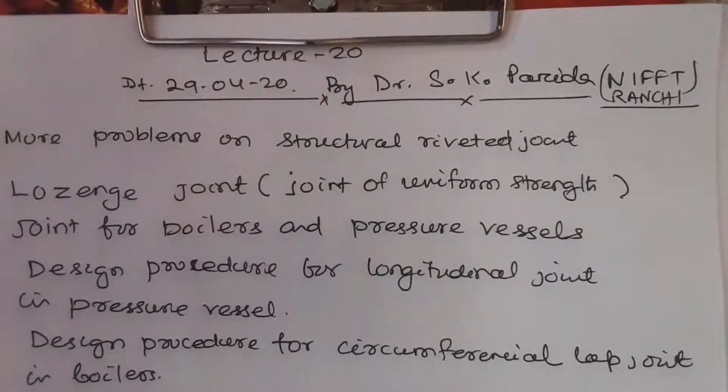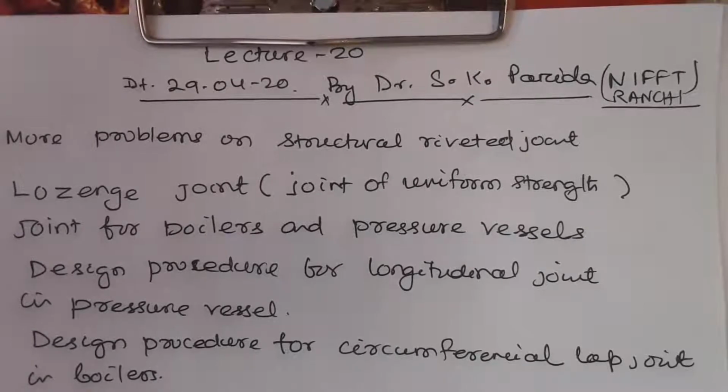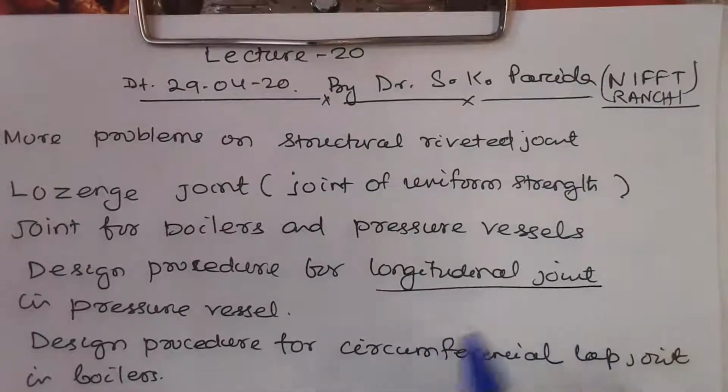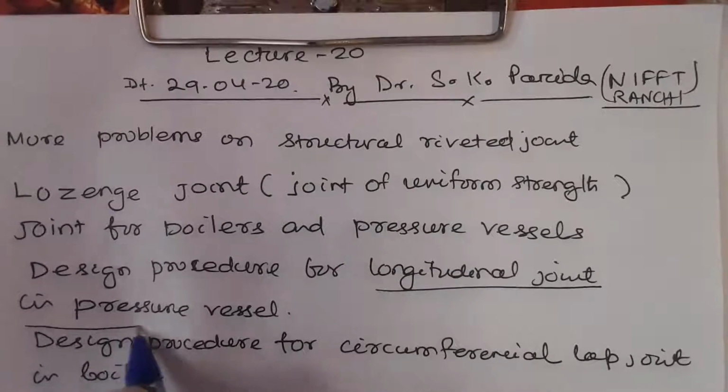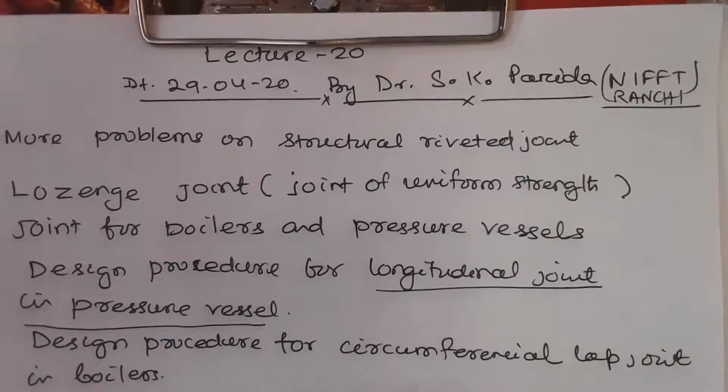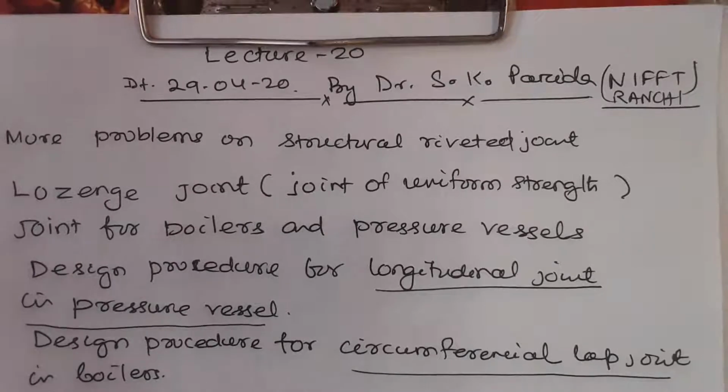Welcome you again to lecture 20, and we will talk a little more about problems on riveted joints. Then we will also talk about the lozenge joint, sometimes called the diamond joint, which is also called a joint of uniform strength in riveted joints. We'll also discuss the joints used in boilers, pressure vessels and long tubes, and the design procedures for the longitudinal joint in a pressure vessel and the circumferential lap joint in boilers.